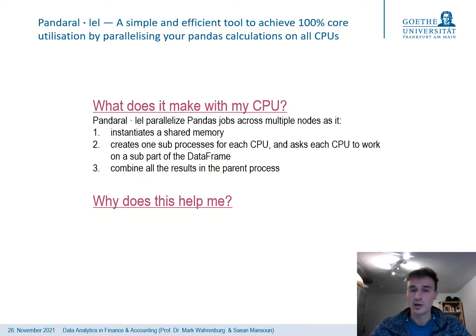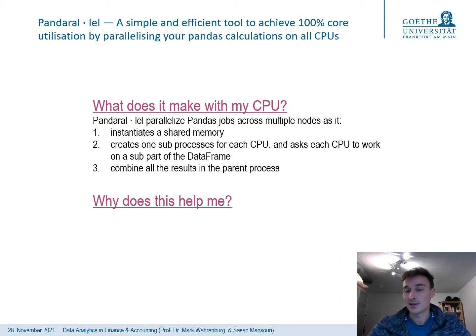What did Pandarallel do now? In the end, it just parallelizes the pandas jobs across multiple nodes. Therefore, at first, it instantiates a shared memory, and then it creates one subprocess for each CPU and asks the CPU to work on a subpart of the data frame. So it just divides or splits up one big job into different smaller jobs and gives them to the different CPUs so that each of them individually works on them. And after they are finished and have the result, it just combines all the results in one parent process again.